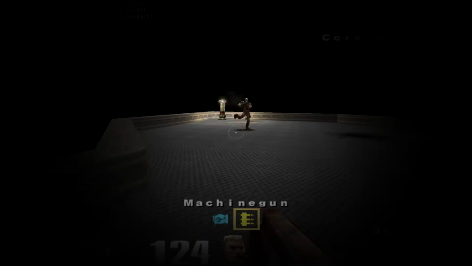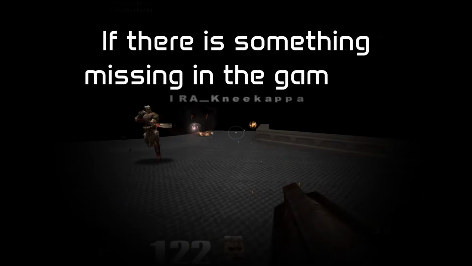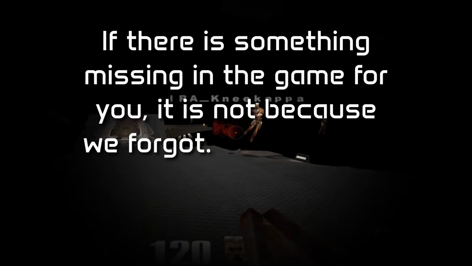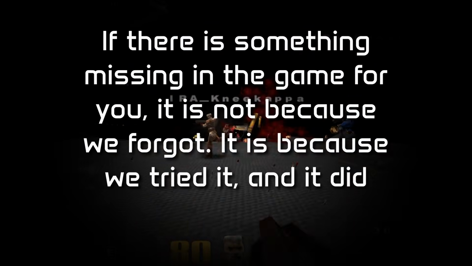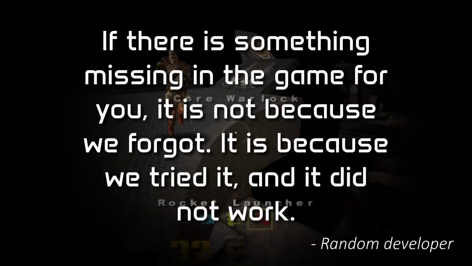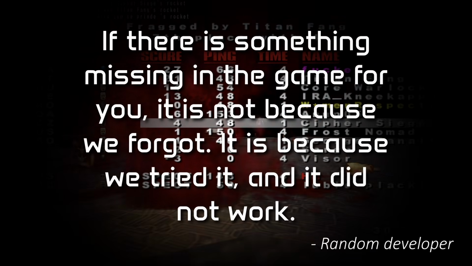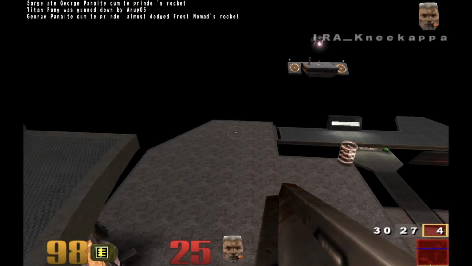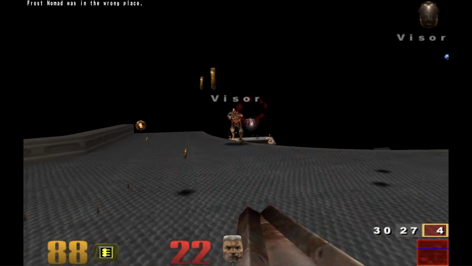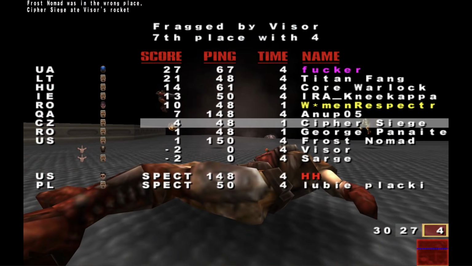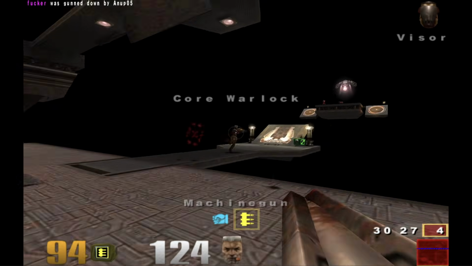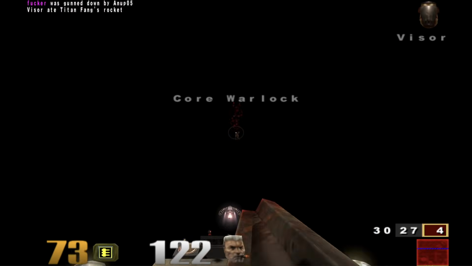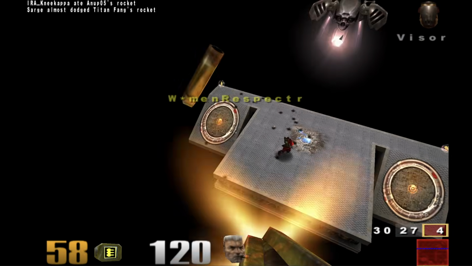Quake III Arena was a big thing when released. If there is something missing in the game for you, it's not because we forgot, it's because we tried it and it didn't work. It was a miracle due to very aggressive multiplayer-based gameplay, but also a strong single-player game with bots having fantastic AI. It was fast, relatively simple when it comes to mechanics, and highly addictive. Even nowadays, Quake is the personification of pure skill.